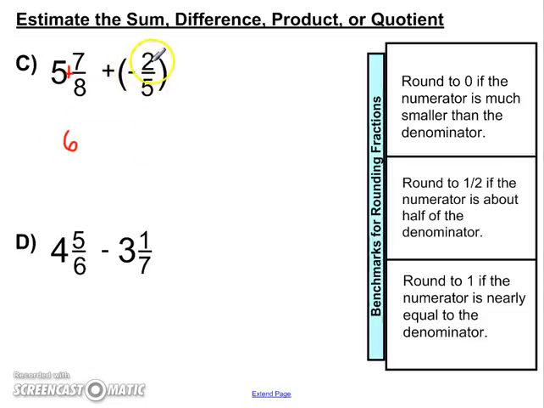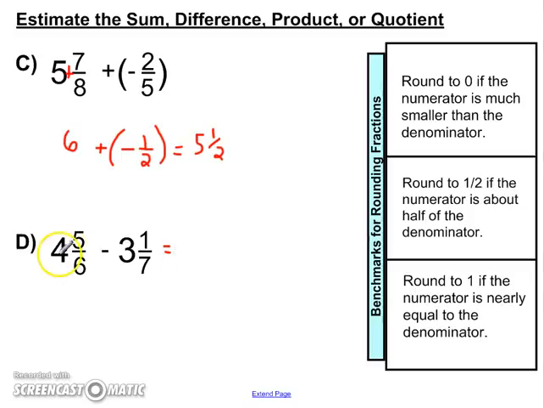Okay, negative 2/5. Well, you could go either way with this one. If you wanted to call this a half, you could. It's close enough to a half. Some people would actually round that to 0, and they could. Either way, for our purposes, it's probably close enough. 6 plus a negative half, which is 6 minus a half. Well, 6 minus a half is 5 1/2.